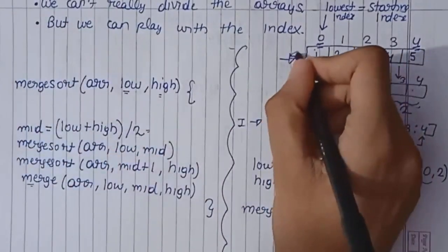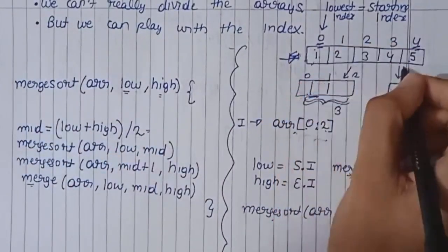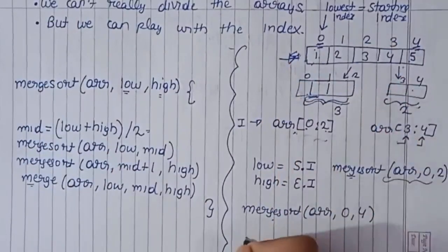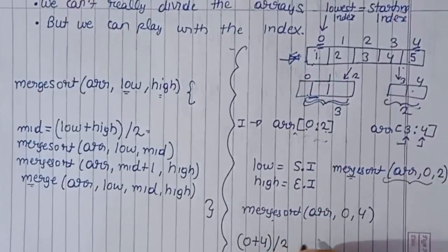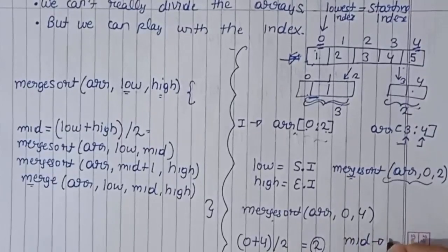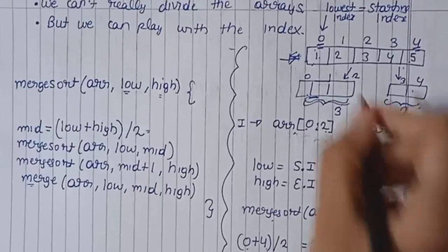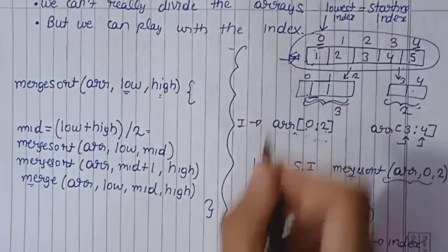So first, if I am calculating the mid for this array, then mid will be equal to 0 plus 4 by 2, and it comes out to be 2. So I am treating this mid as the index. This mid we are going to use as the index of the array. We know that 0 and 4 were the indices, so now from this I have got the mid as 2.